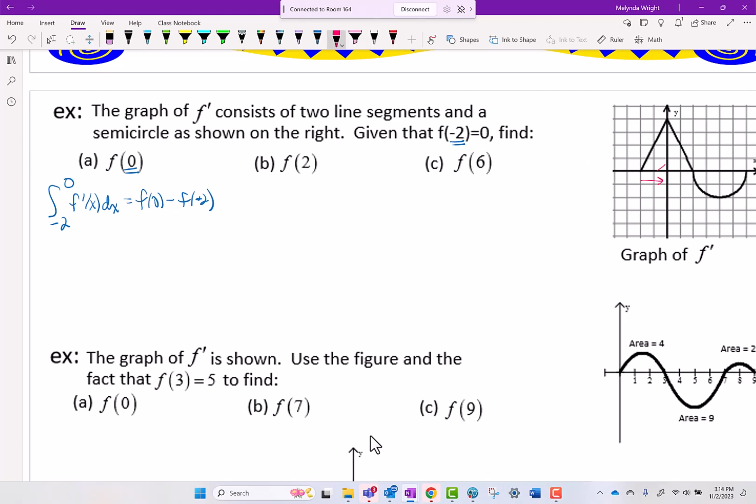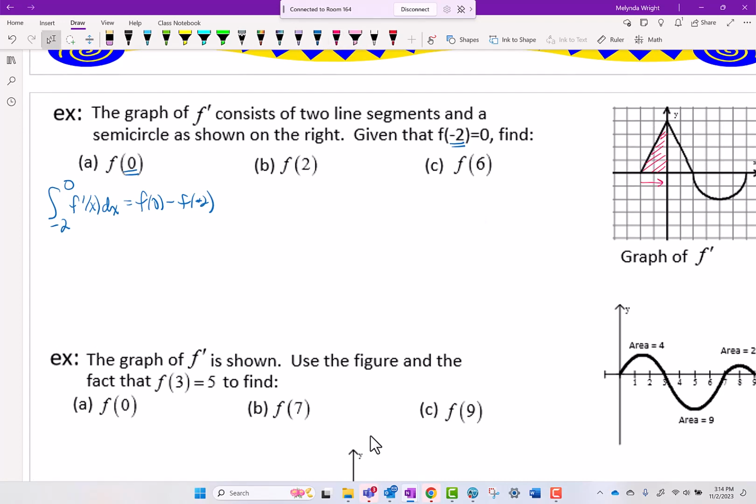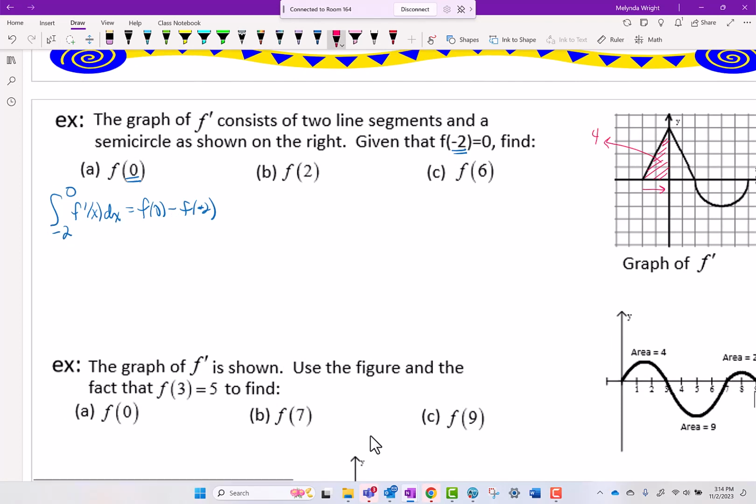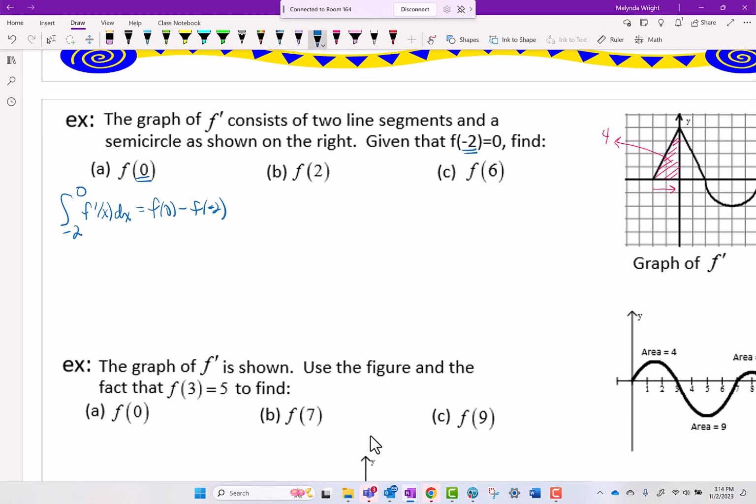So I really need to calculate this area right here and use geometry. We're going to calculate that area. Half base times height, right? So this area turns out to be 4. Okay, so go back over here. So 4 equals f of 0 minus, let's see, f of -2 is 0. And so f of 0 is 4. So that's what we have found.